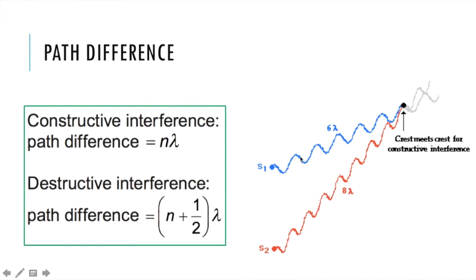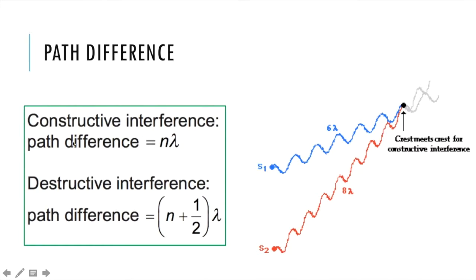Try and imagine, and it might be helpful in your notes to make a sketch, what would happen if this wave went 6 wavelengths, but this one went, say, 7.5 wavelengths. You can try and make a sketch, and hopefully you can see why, in that case, the crests will line up with the troughs, the troughs will line up with the crests, and you would have destructive interference.